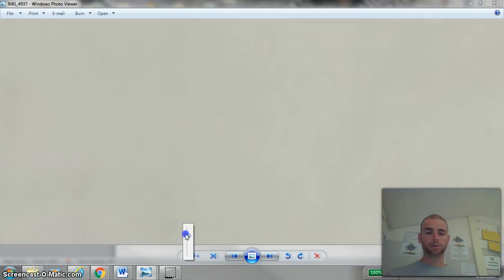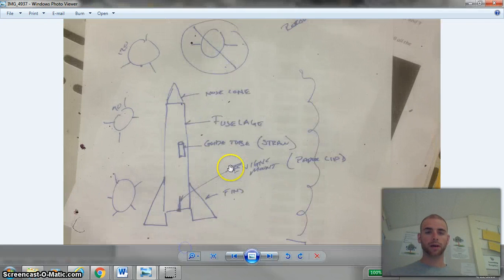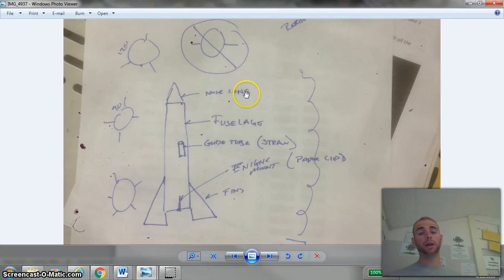Okay? Let's zoom in on this. Okay. So first of all, rockets have a nose cone. You need to annotate your nose cone. All rockets have a fuselage. You'll need to annotate your fuselage. A guide tube, you need to annotate your guide tube or show where it is in your drawing. Ours is going to be a straw. An engine mount, okay? What we're going to use in this class is a paper clip. And fins, which are cardboard, okay? So you need to show all these on your rocket design.